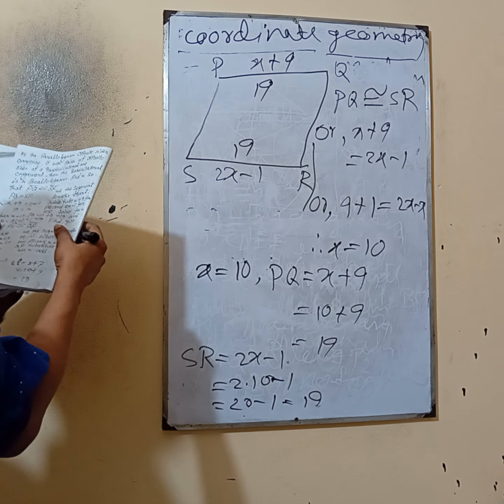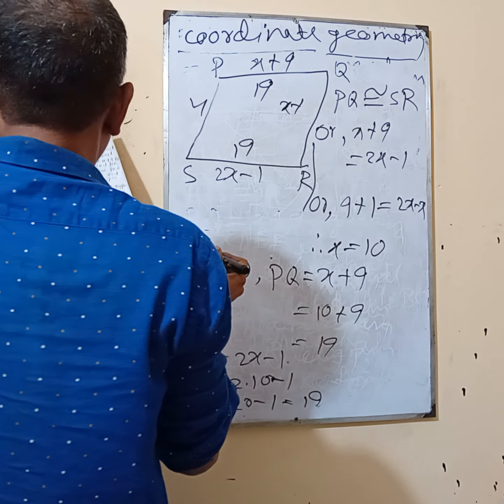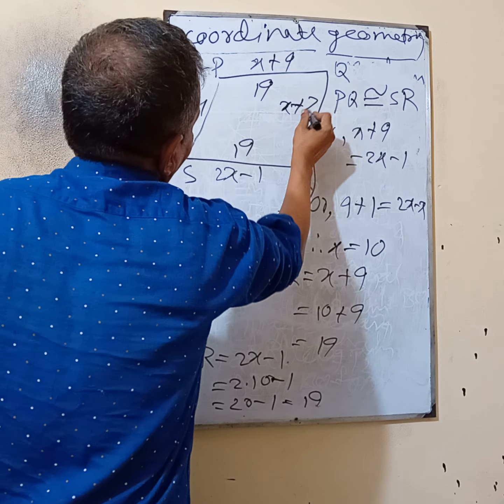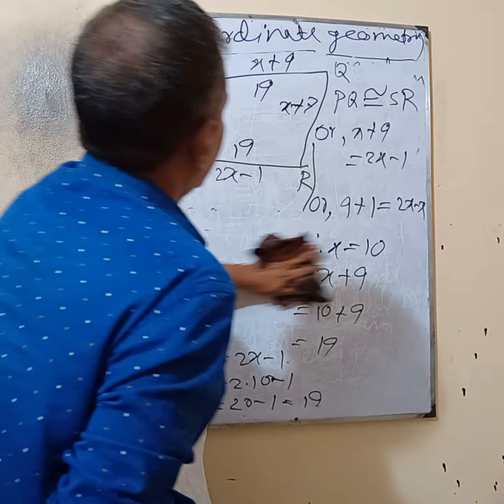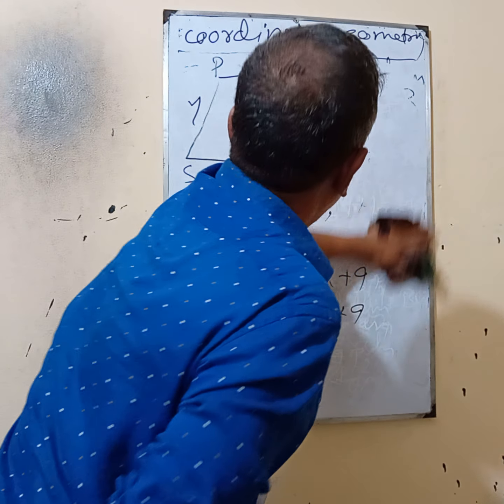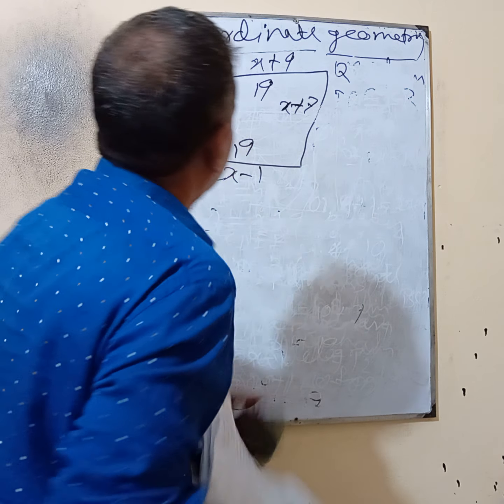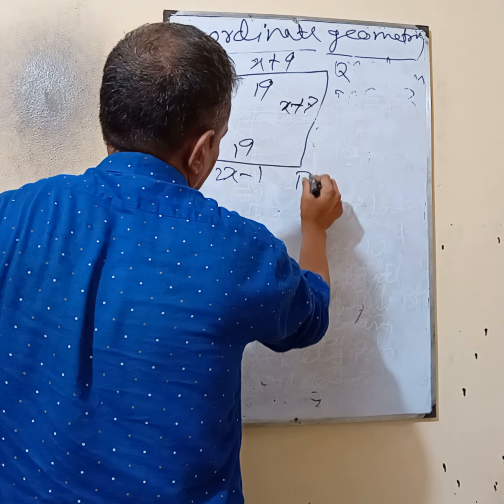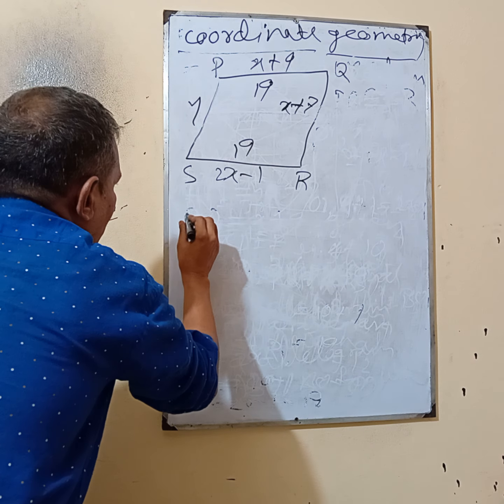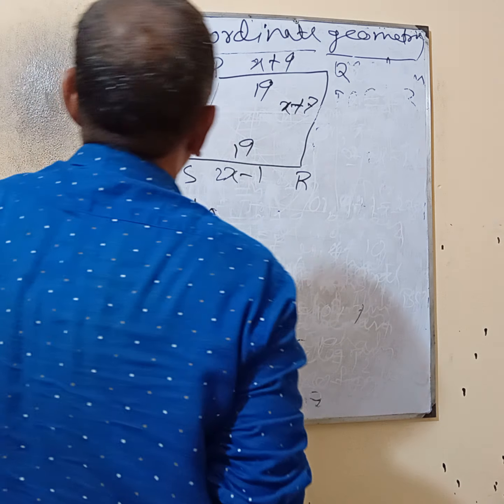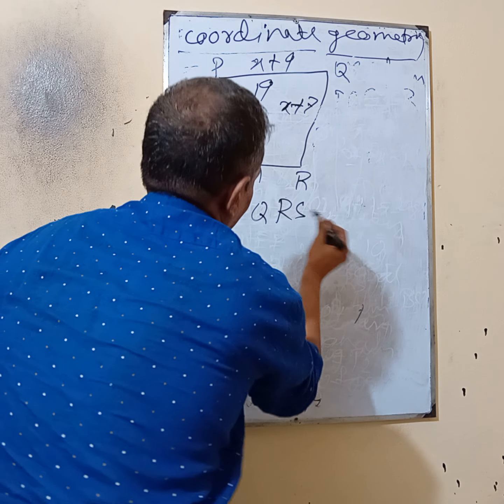Now I have to discuss another thing. Y and x plus 7. What is y and what is x plus 7? Y, x plus 7, QR. As PQRS is a parallelogram.